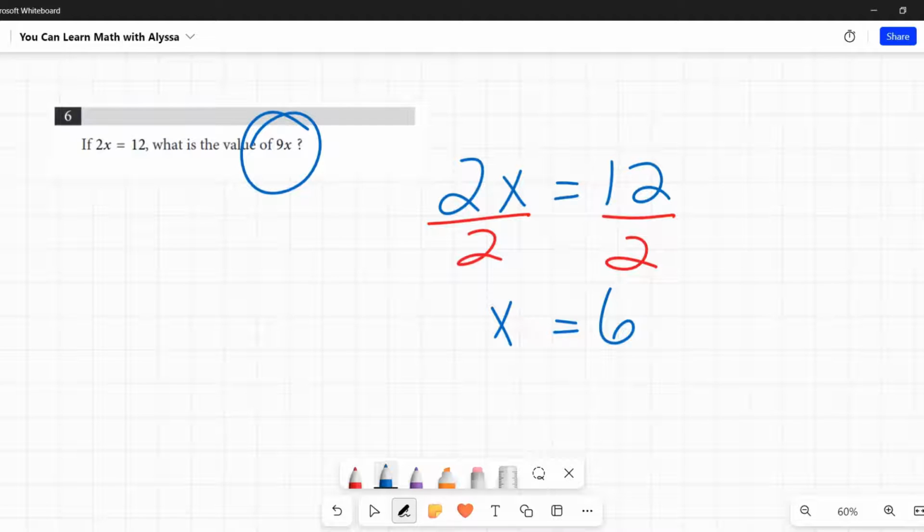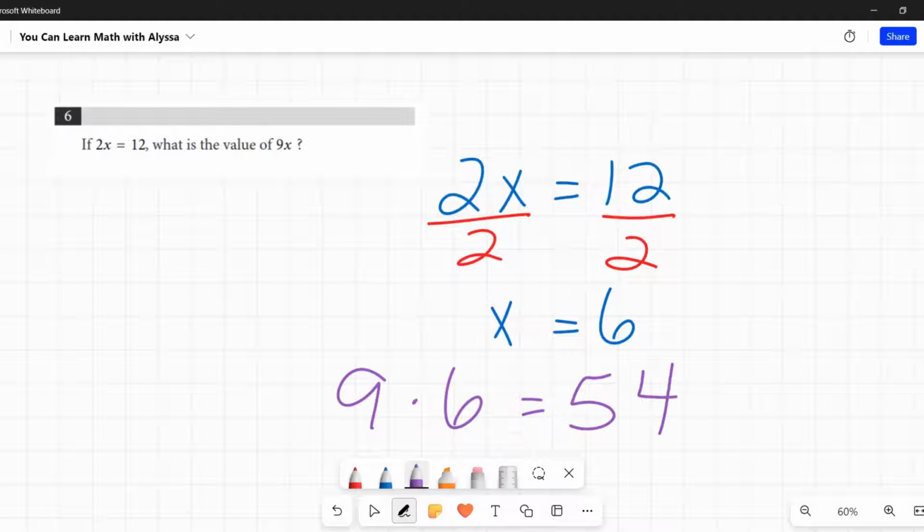To find the value of 9x, I would say 9 times x. Let's replace that x with 6. So 9 times 6 is 54, and that is my answer.